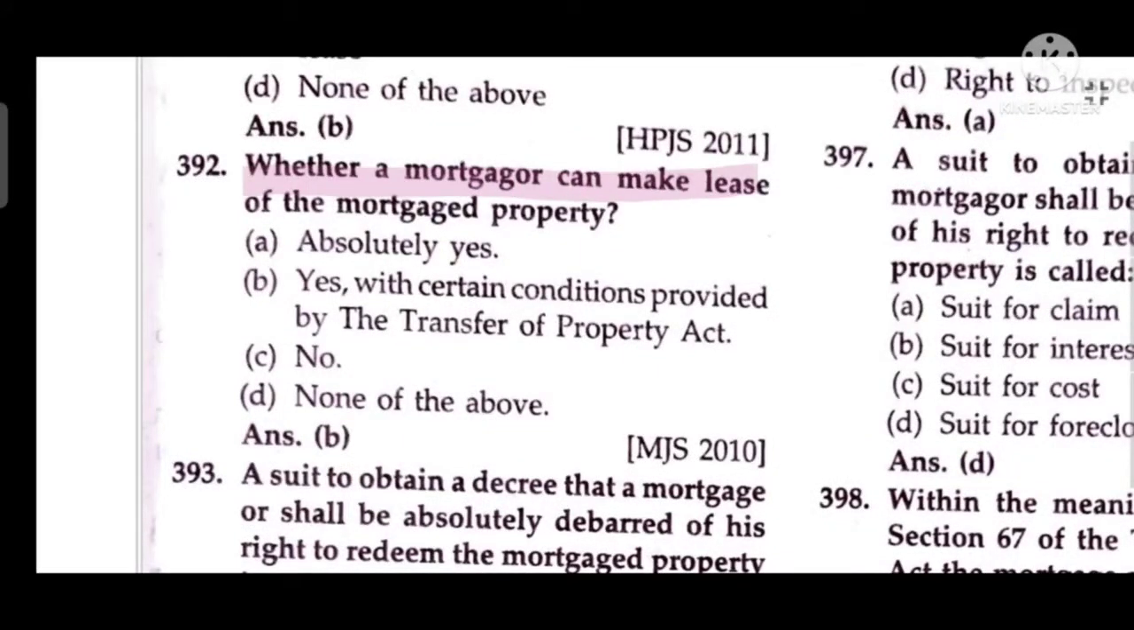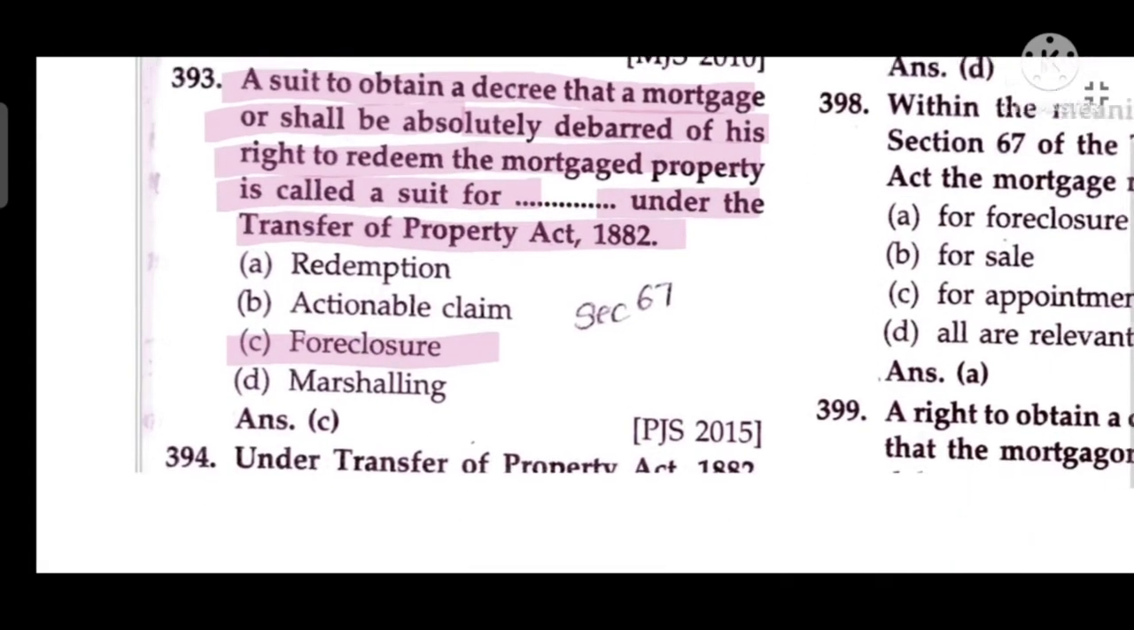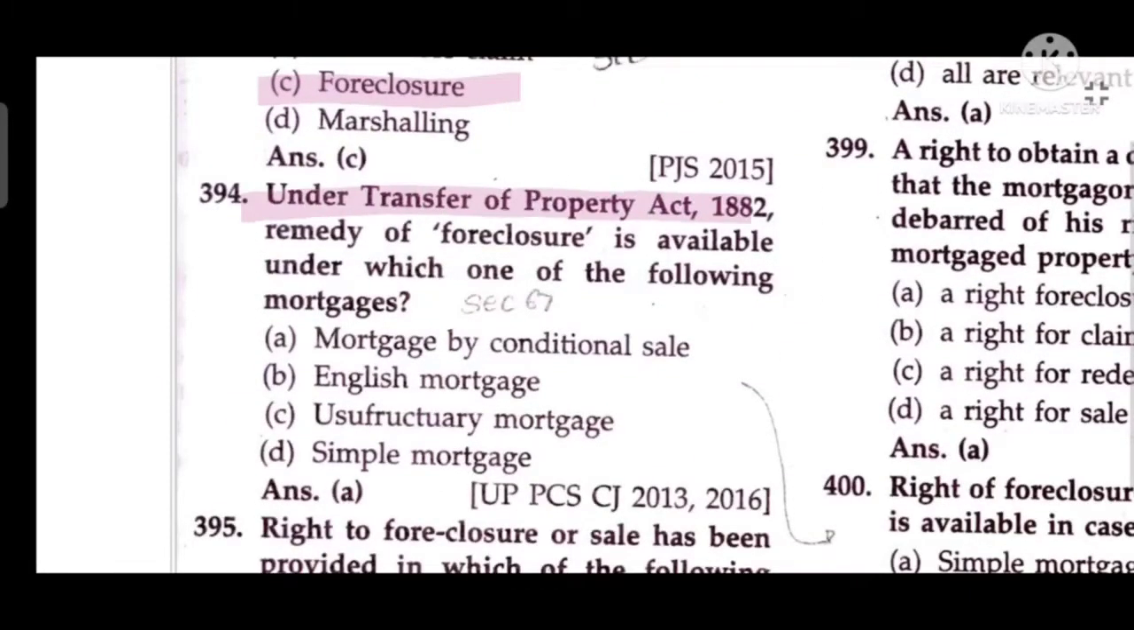Whether a mortgagor can make a lease of mortgaged property? Yes, with certain conditions provided by the Transfer of Property Act. A suit to obtain a decree that the mortgagor shall be absolutely debarred of the right to redemption of the mortgaged property is called a suit for dash under the Transfer of Property Act. Foreclosure. Under the Transfer of Property Act 1882, redeem of foreclosure is available under which one of the following mortgages?